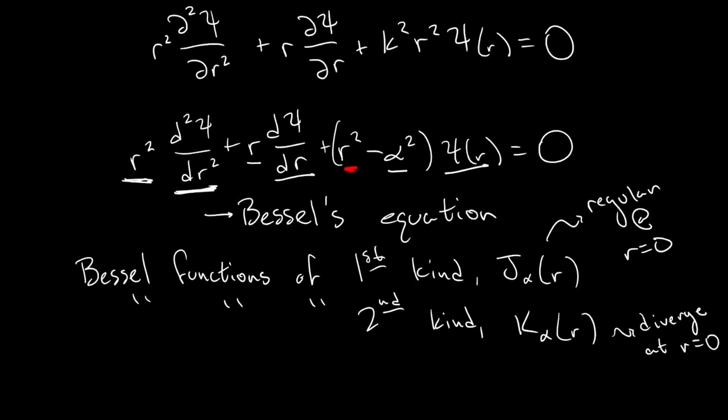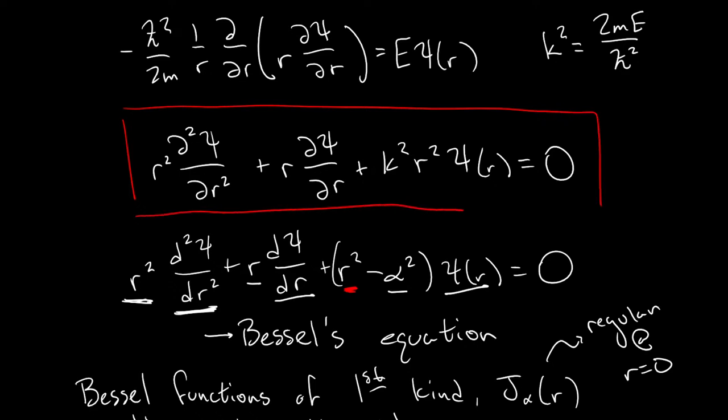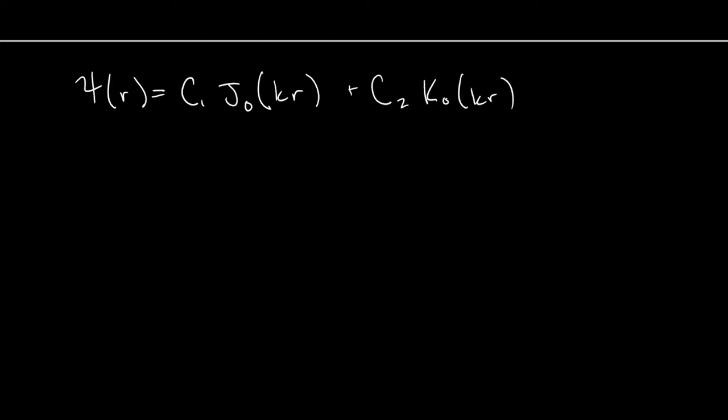So in general, I can write the solution to our equation up here as a linear combination of these Bessel functions, really the Bessel functions with alpha equal to zero, right? Because I have no similar alpha term in this equation. So I'll write this as psi of r is equal to c1 J0 of kr plus c2 Y0 of kr.